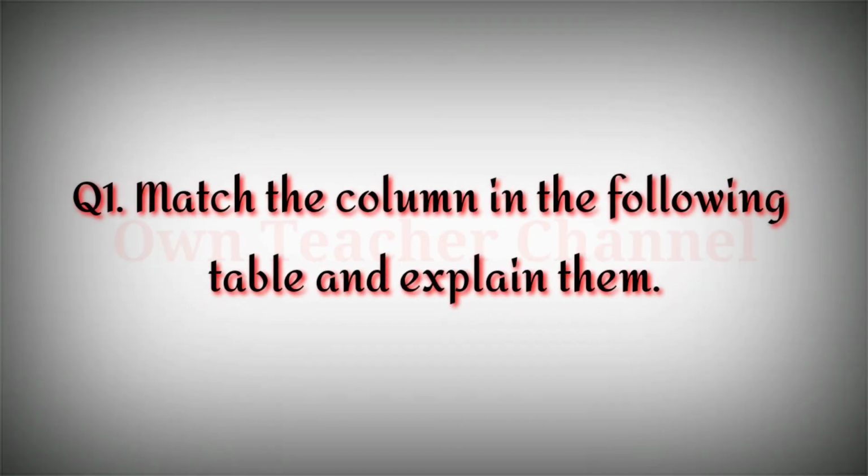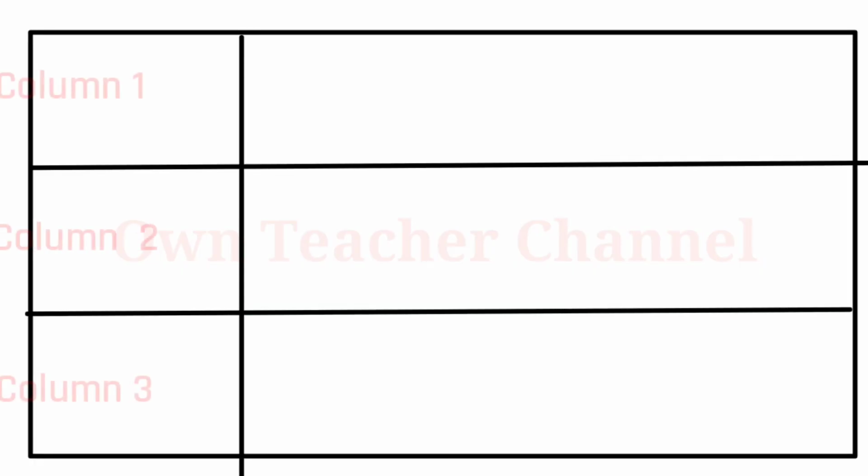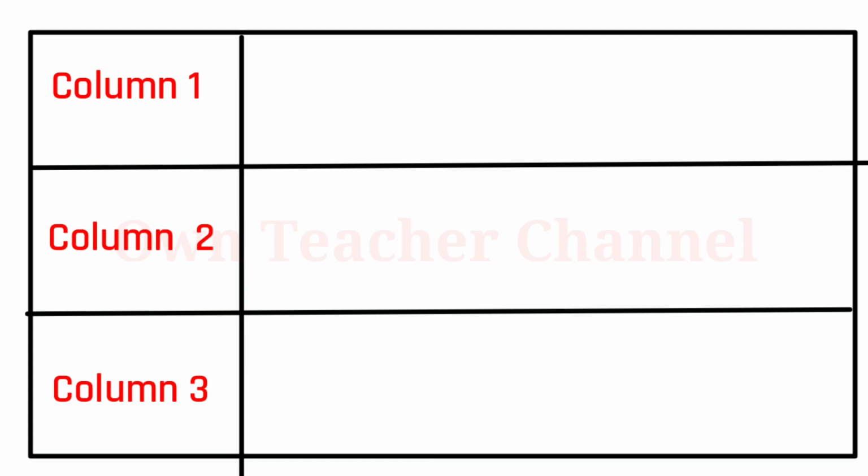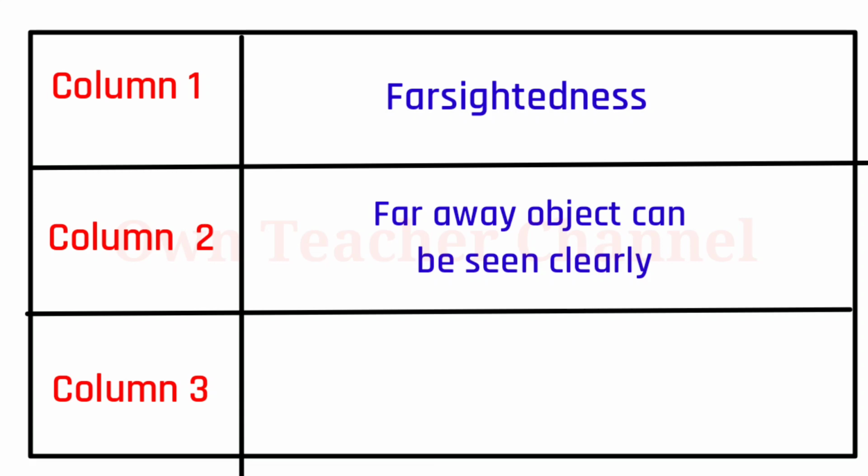Question 1. Match the columns in the following table and explain them. Column 1, column 2 and column 3. Far-sightedness. Far away objects can be seen clearly. Convex lens. In far-sightedness, the human eye can see far away objects clearly, but cannot see nearby objects distinctly. To correct this defect, a convex lens with proper focal length is used.